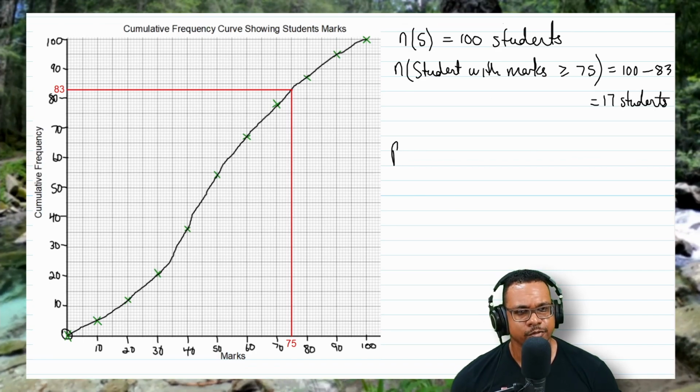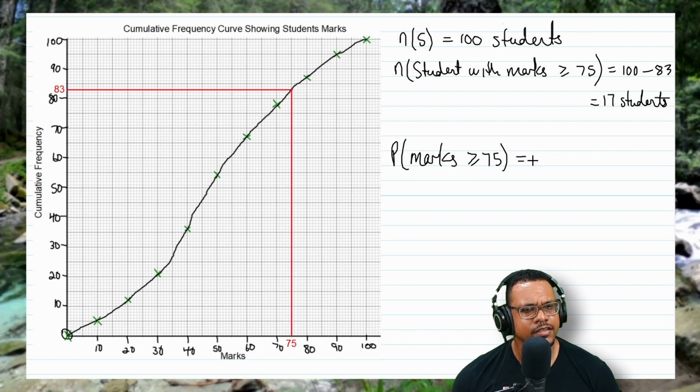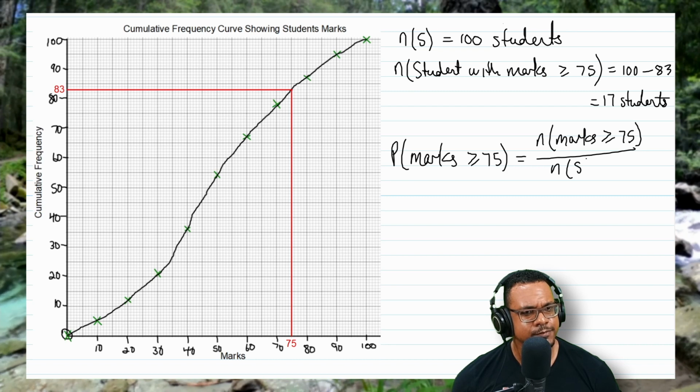So what I can write is the probability of the marks being greater than or equal to 75 is equal to the number of students with marks greater than or equal to 75, over the number of elements in my sample space, which is my total possible outcomes, which is the total number of students. So the number of students with marks greater than or equal to 75 is 17. And my total number of students is 100.